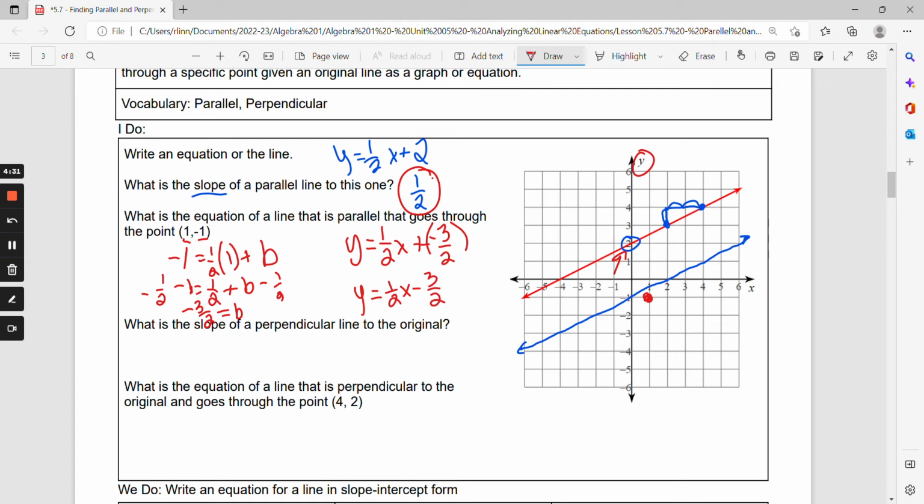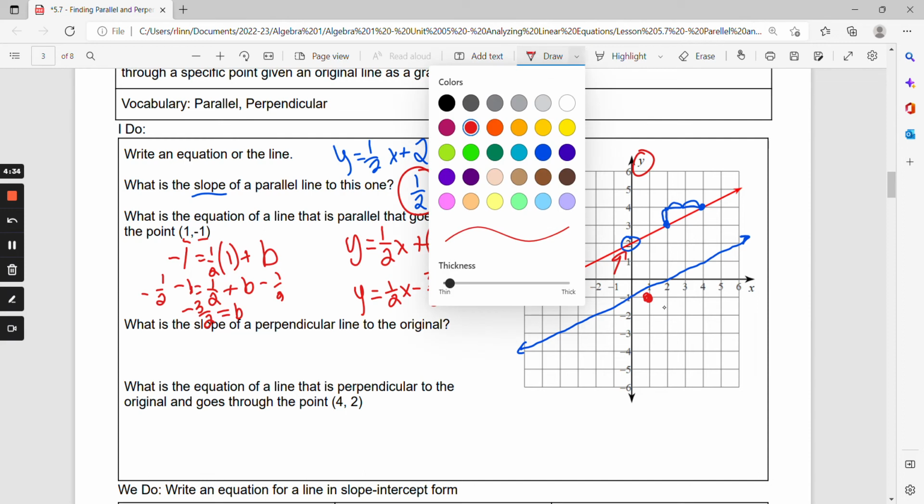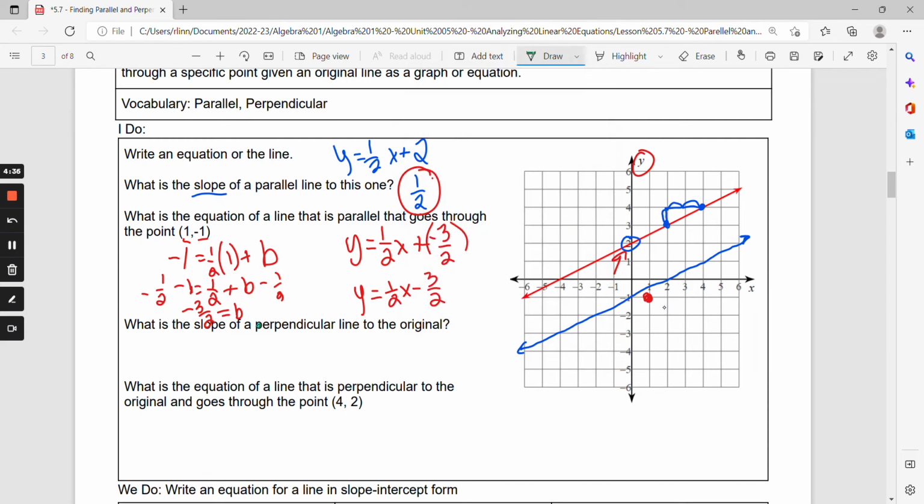All right, up next, I need to find out the slope of a perpendicular line. So I remember from before that my perpendicular line is going to take my slope. So my original slope was 1/2. And I'm going to do the additive and multiplicative inverse. So I'm going to first take the reciprocal of 1/2. The reciprocal of 1/2 is 2/1. And then the additive inverse is negative 2 over 1. So that means my slope is going to be equal to negative 2.